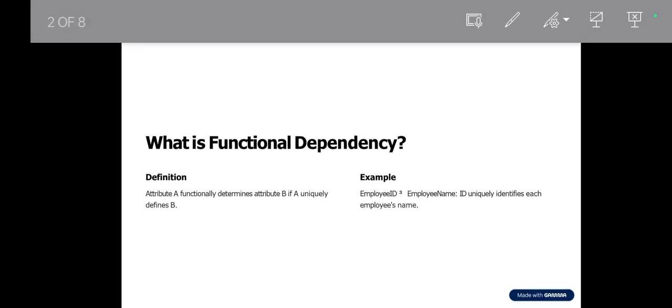Next is what is functional dependency? The definition is attribute A functionally determines attribute B if A uniquely defines B. Means in a relational database, a functional dependency exists when one attribute uniquely determines another. Like A determines B means if two tuples have the same value for attribute A, they must have the same value for attribute B. Here we can see the example: employee ID determines employee name. ID uniquely identifies each employee's name.